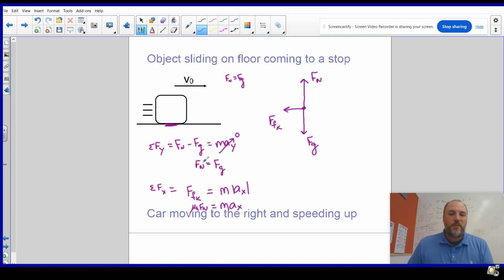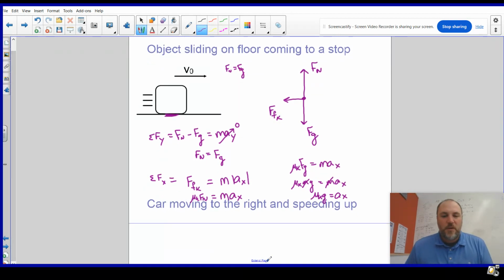And then I also know from my vertical forces that Fn is equal to Fg. So I could write that as mu k times Fg is equal to max. And then the last thing I could do is substitute mg for the force of gravity. So mu k times mg is equal to ma. I would be able to tell you that the horizontal acceleration, interestingly enough, is independent of the mass, and it's just mu k times g. So for our object sliding and coming to a stop, the acceleration is just mu g.